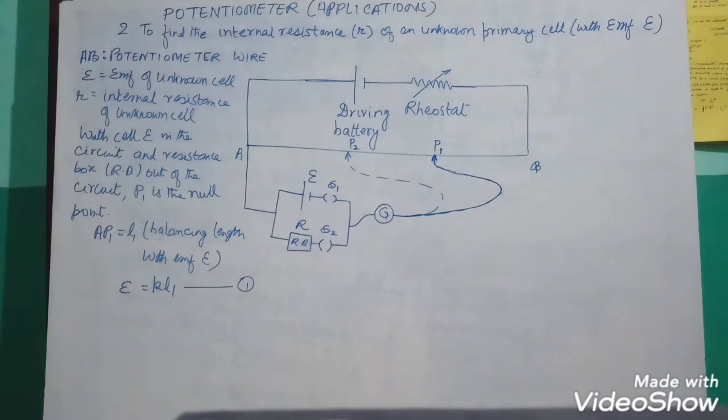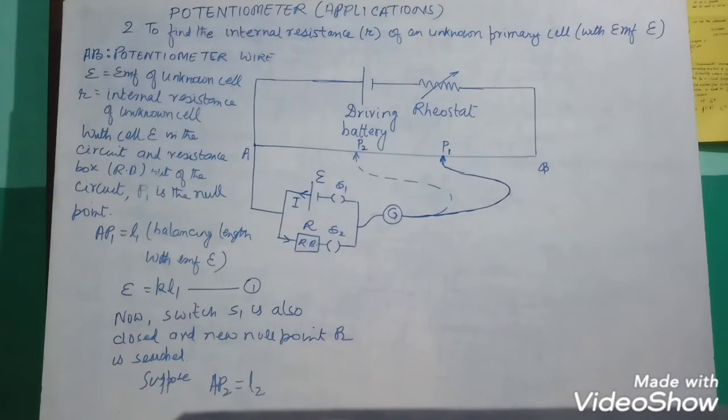Now the next step involves closing the switch S2 while keeping S1 closed and searching for the new null point. Now with both switches S1 and S2 closed, suppose P2 is the new null point. So AP2 is the balancing length. Suppose this balancing length be represented by symbol L2. So students, P2 is the new null point and the new balancing length AP2 is represented by symbol L2.